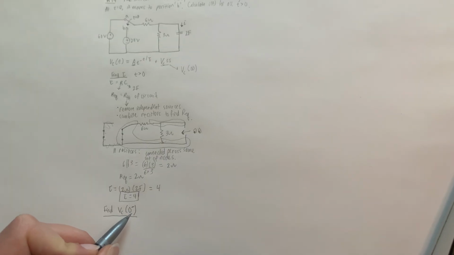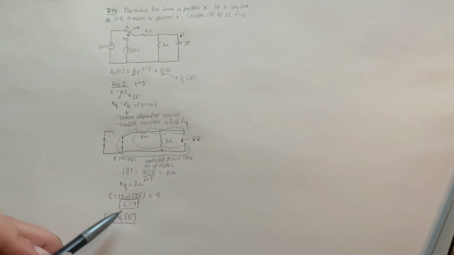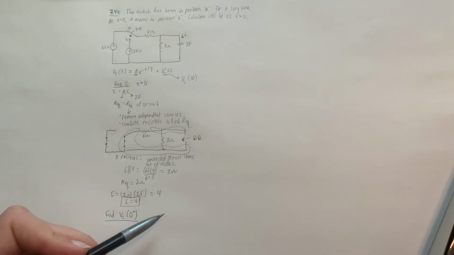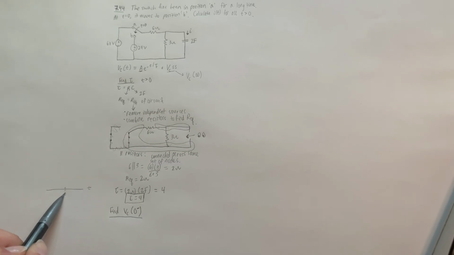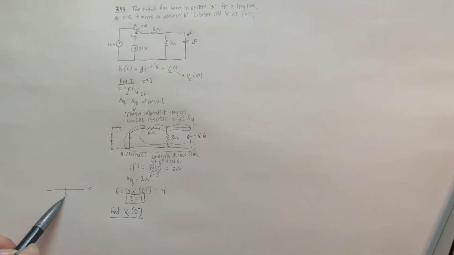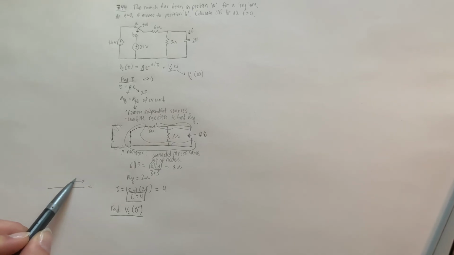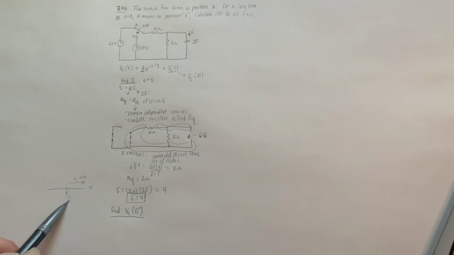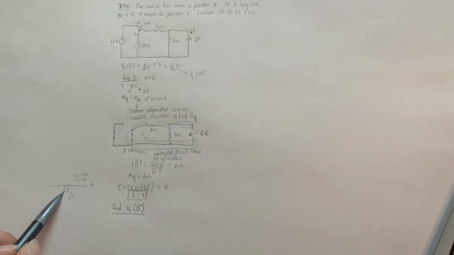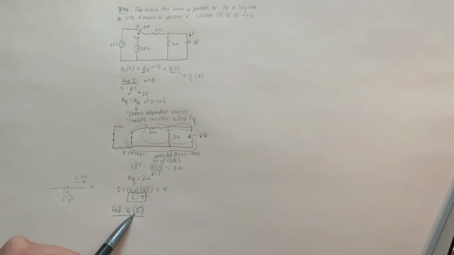What does 0 minus mean? If you remember your limit terminology from Calc 1, it means right before time equals 0. So if this is time and this is 0, at 0, the switch moves to position B. Anything greater than 0 is t greater than 0. Right after 0 is 0 plus, and right before 0 is 0 minus. So we're finding the voltage across the capacitor right before the switch moves to B.